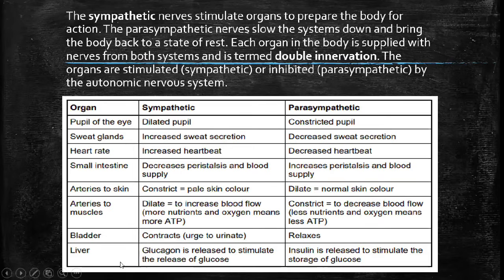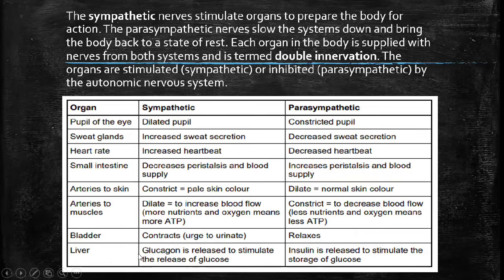Sorry, guys, we're going to discuss this when we do the endocrine system. This is actually a hormone which stimulates the release of glucose. Glycogen is the form of glucose stored in your liver for later use. Maybe you need energy in future. So energy is stored in your body as glycogen.